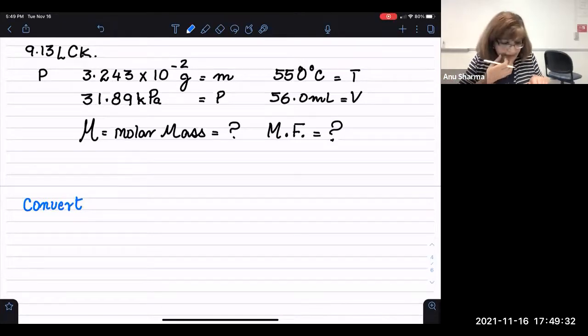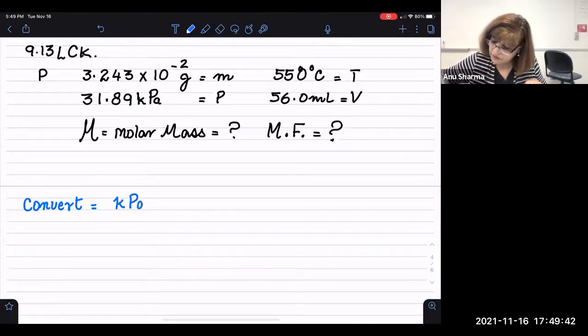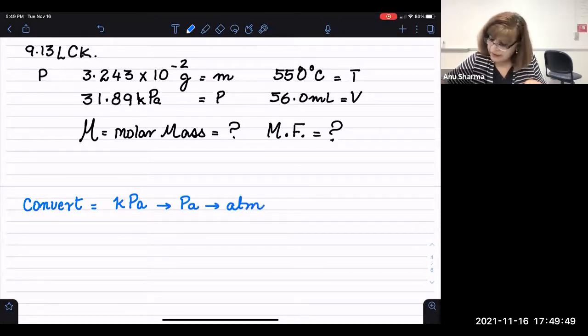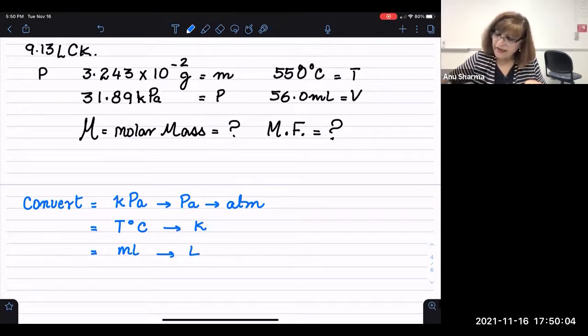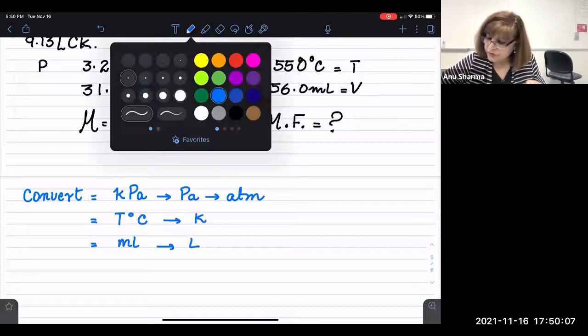You are converting kilopascals to pascals, and then pascals to ATM. So that's the first conversion. Next, you're going to convert the temperature, degrees Celsius to Kelvin. The third is you're also going to convert milliliters to liters. And after that, you're going to write the formula.